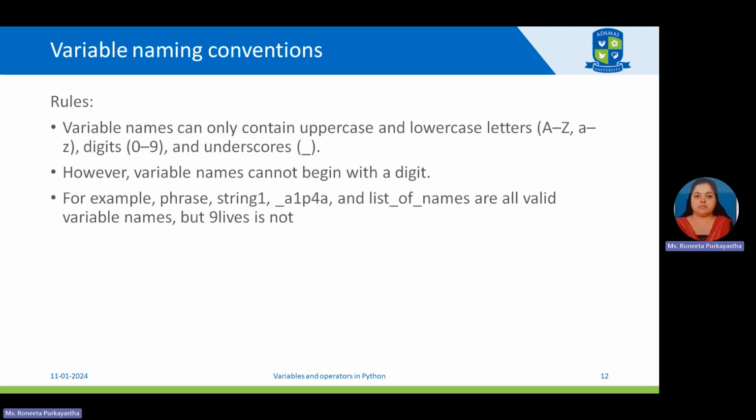I have given some variable names to you, and you can easily make out which are valid variable names and which are not. Here the first four of them are all valid variable names. The last one is not. Can you guess why? Because it is starting with a digit. That is why it is not valid. So these are certain rules you should follow while naming variables.